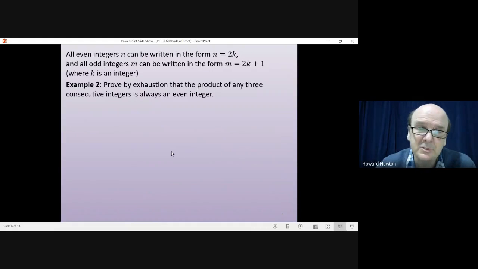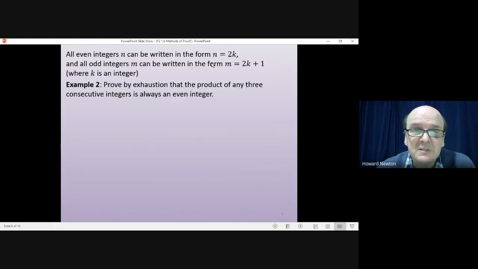Okay, example 2. It turns out to have a very similar method to the first example we've looked at. This time we were asked to prove by exhaustion that the product of any 3 consecutive integers is always an even integer. What does that mean? Well, 3 consecutive integers are like 3, 4, 5, or 10, 11, 12. Product means we're going to have to multiply those 3 numbers together, and then we're going to have to prove that the answer is always even.